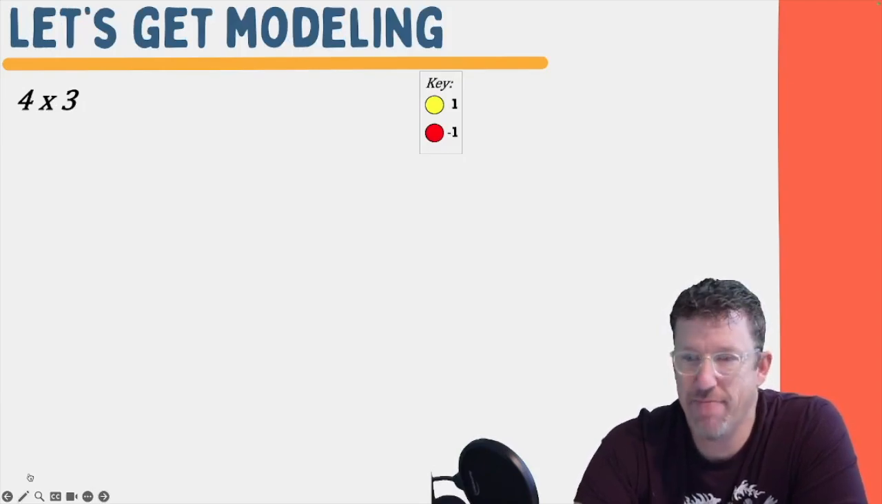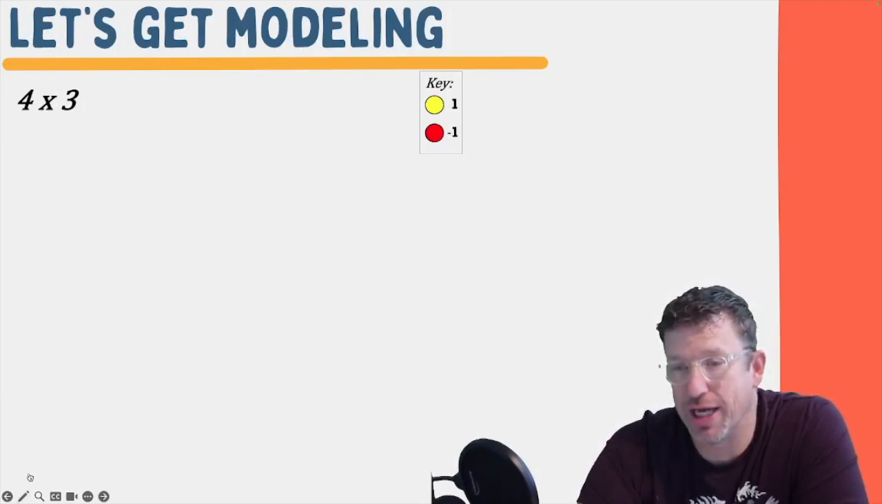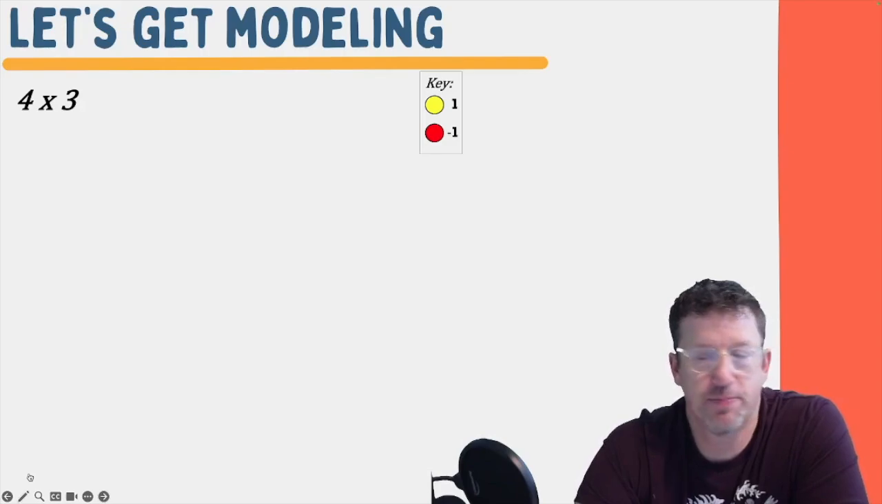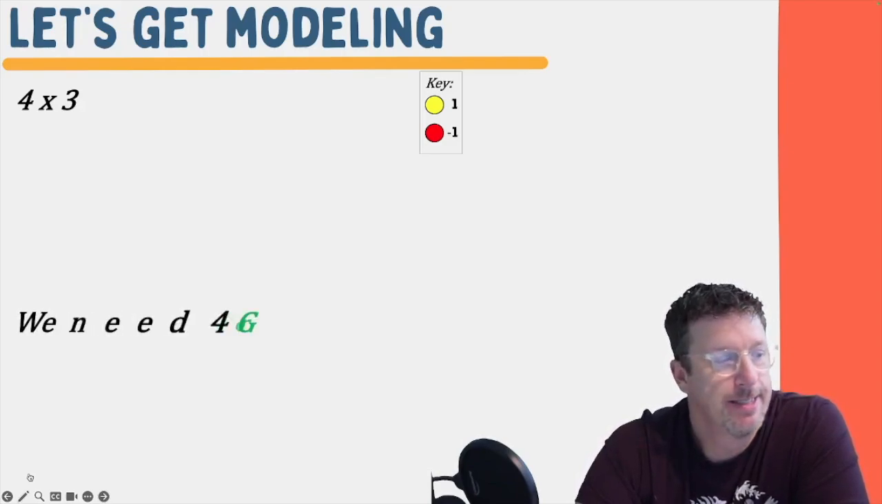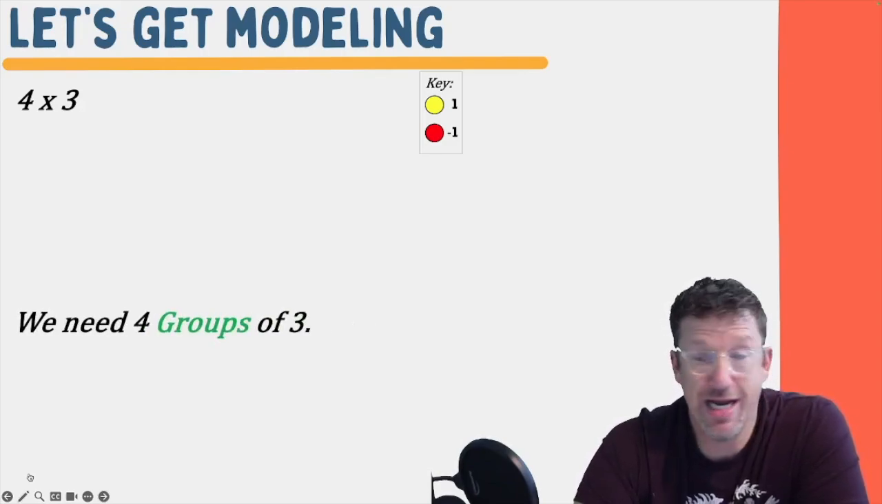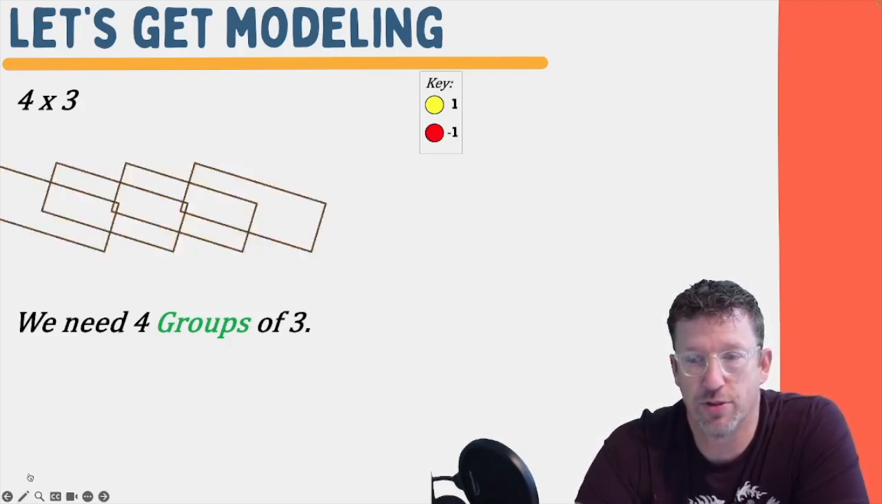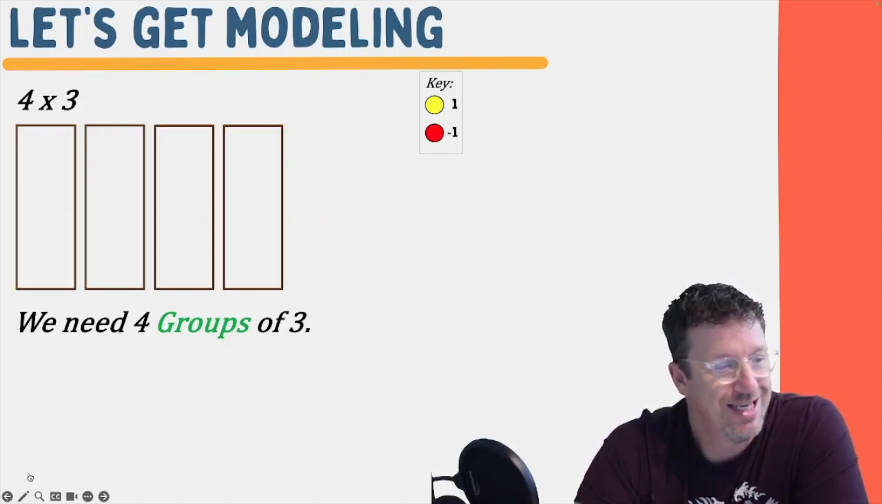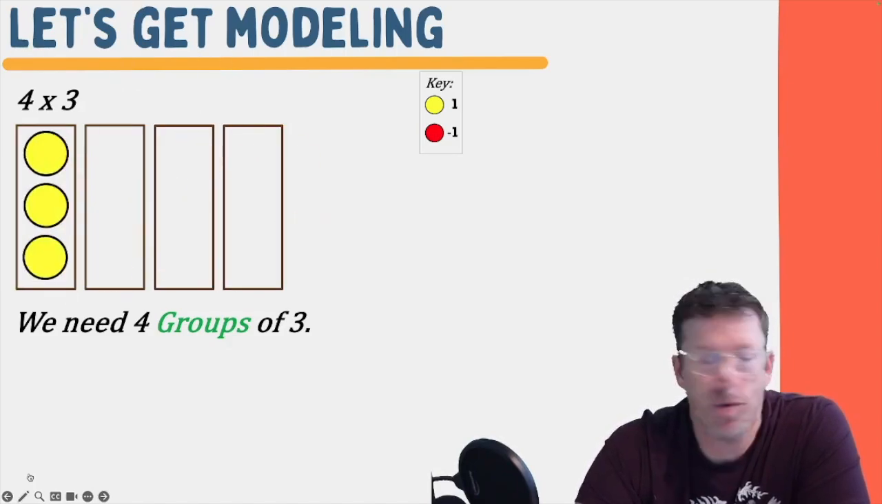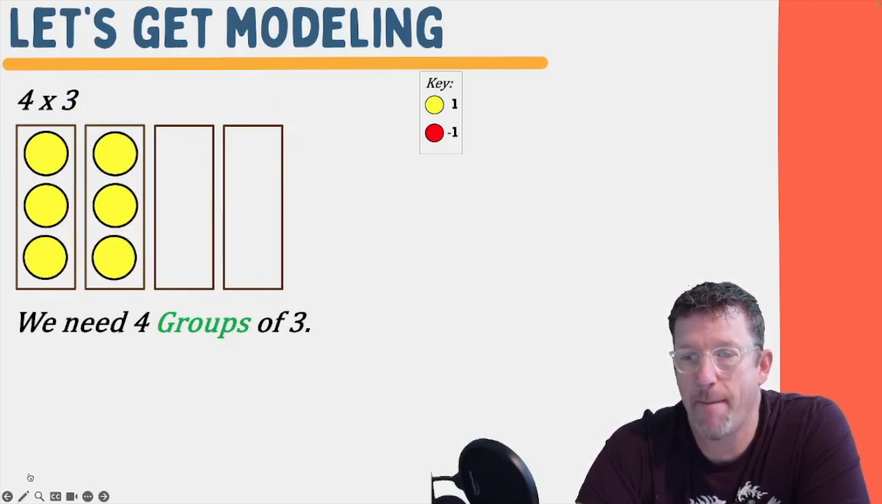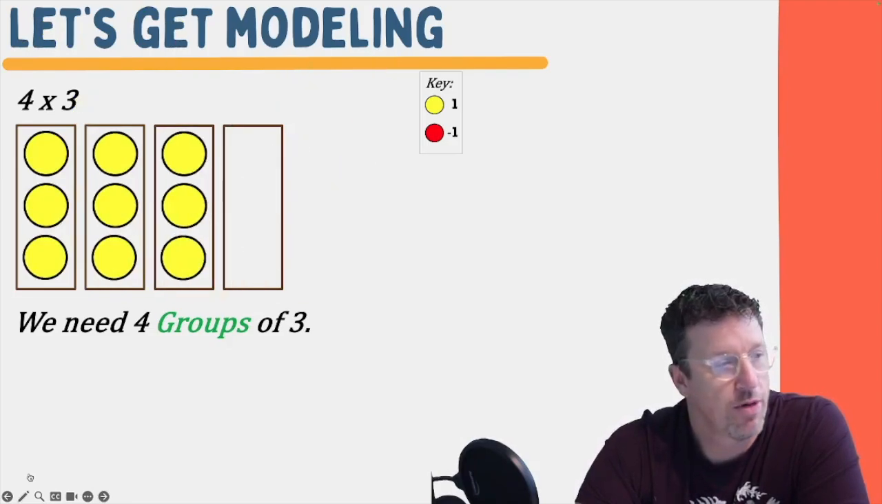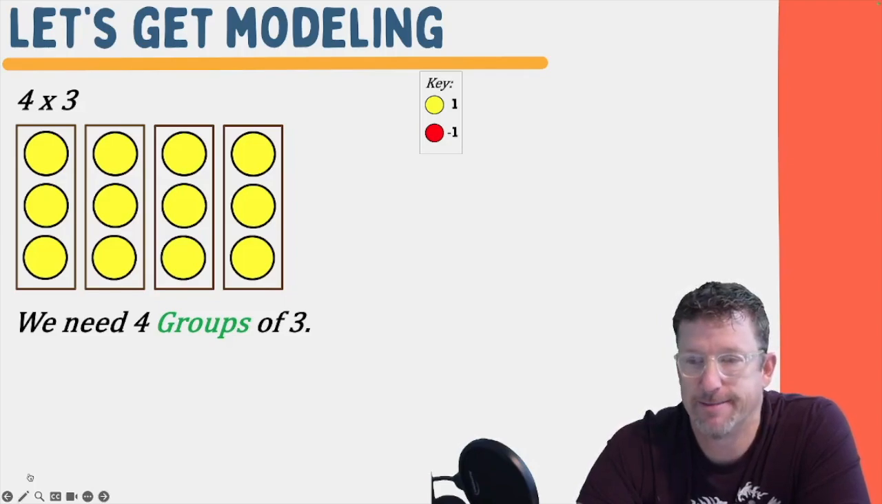So let's get modeling. Let's take that problem, 4 times 3, or 4 groups of 3, and model what that might look like. The first thing is we need 4 groups of 3. In order to show the product of 4 times 3, we need to get ourselves 4 groups of 3. So here's 4 groups. And since it's a positive 3, inside of each one of them, I'm going to put 3 positive discs, or number chips. And here we go. So I have 4 groups of 3.